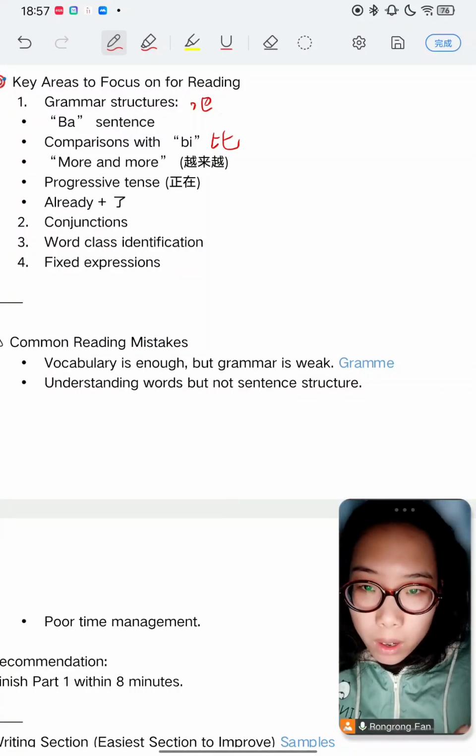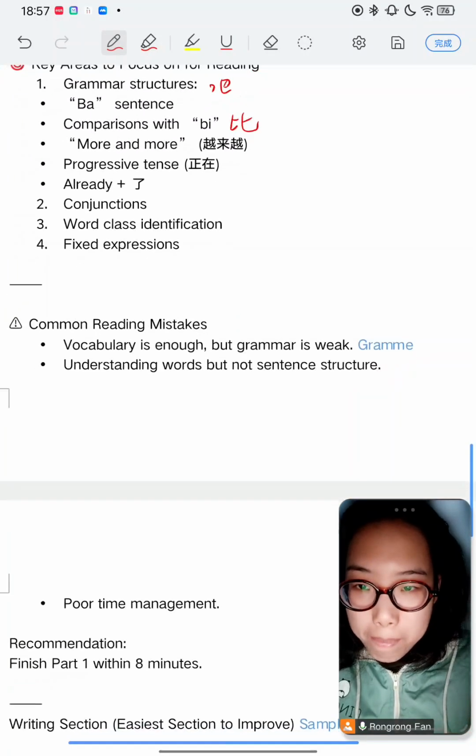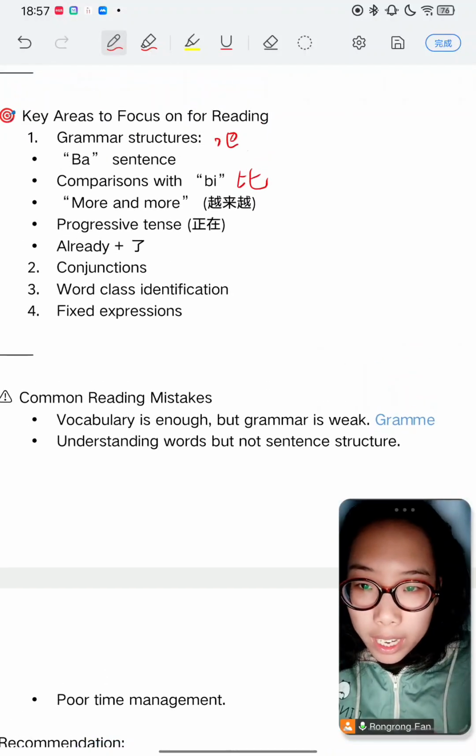Okay. And next one is the progressive tense. 正在时, like what are you doing now? What am I doing now? Okay. And the next one is already. This is like you already did something.